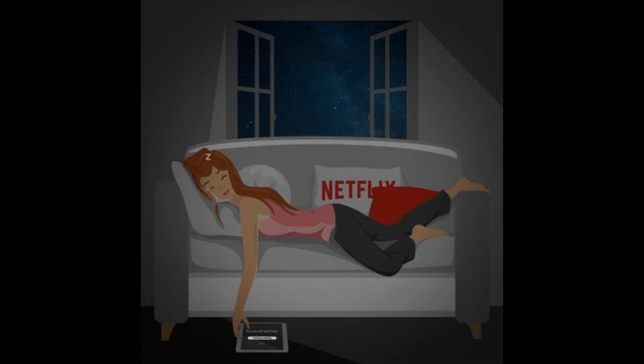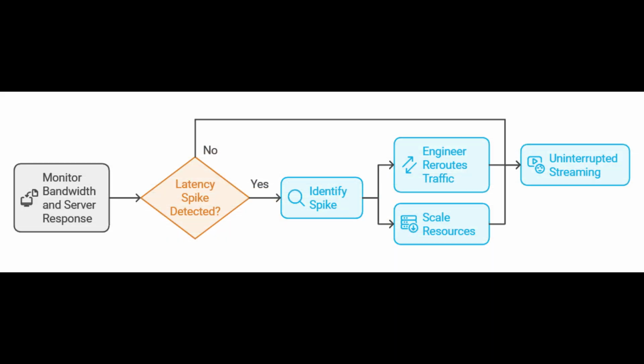Now let's talk about where you spend most of your time, binge watching on Netflix. Ever noticed how rarely Netflix buffers? That's only because they are monitoring bandwidth usage and server response time for every region. If in any particular area they find there are latency spikes, their monitoring system identifies it, and the engineers then reroute the streaming traffic, or they may scale the resources to keep your binge watch uninterrupted.